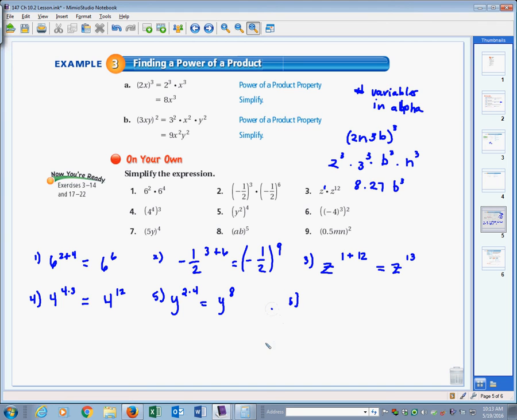All right, let's try number 6. Jordan. I just find 3 times 2, and I got -4 to the power of 6. So you multiplied your exponents, right? -4 to the 3 times 2, and you ended up with -4 to the 6th power. Is he right? Yes, he's right.